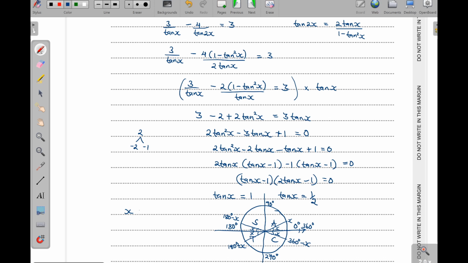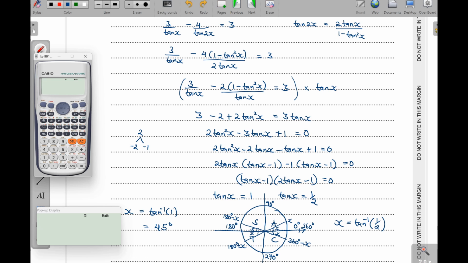Now, x is going to be equal to the arctan of 1, which is actually 45 degrees. Then the other one would be 180 plus 45, okay? In this third quadrant where tan is positive. But that will be going beyond 180. Then this other one here, x is going to be equal to the arctan of a half. Even this one will give us the answer in the first quadrant.